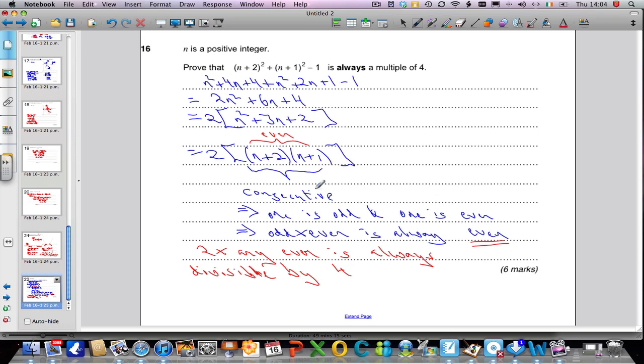If you think about it, let's pick 8. 8 times 2 is 16. 16 is divisible by 4. The reason is because you can divide an even number by 2, and then you can divide that by 2, so it's divisible by 4.